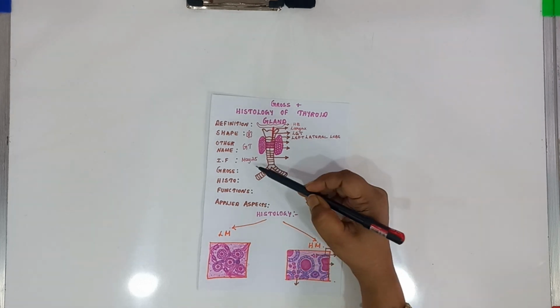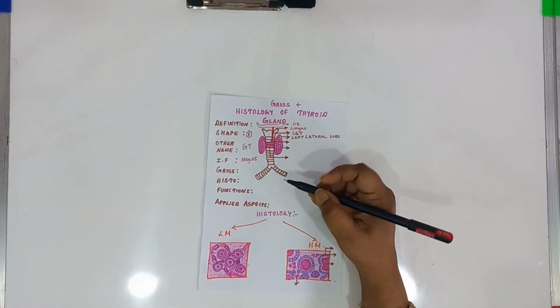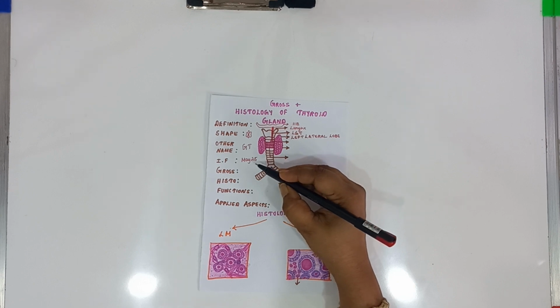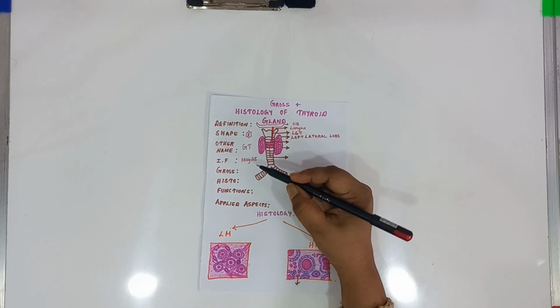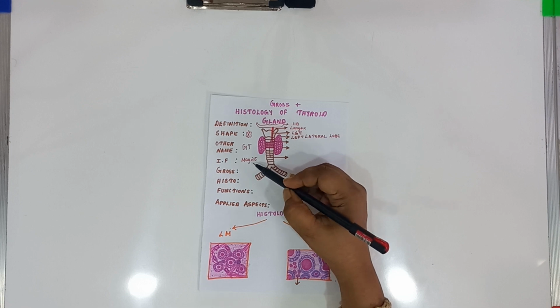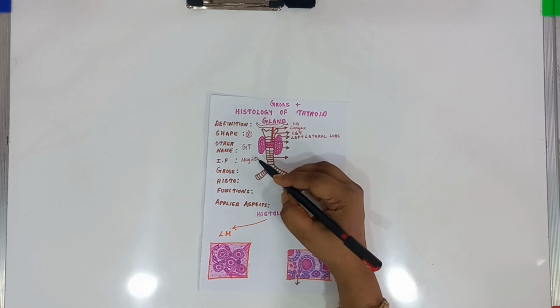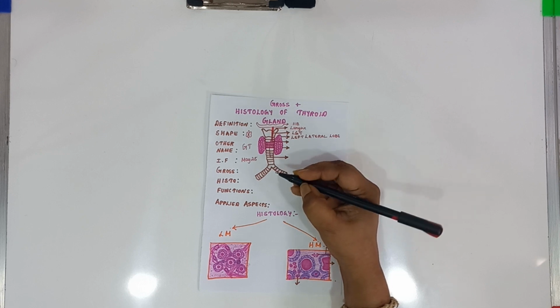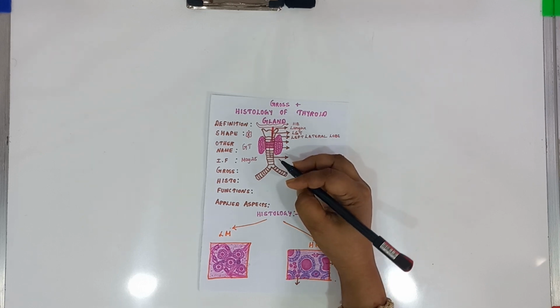And interesting facts about the thyroid gland: World Thyroid Day is celebrated on May 25th. Thyroid gland goiters are not cancers. And 90% of thyroid nodules will be benign, only 5% will be malignant.